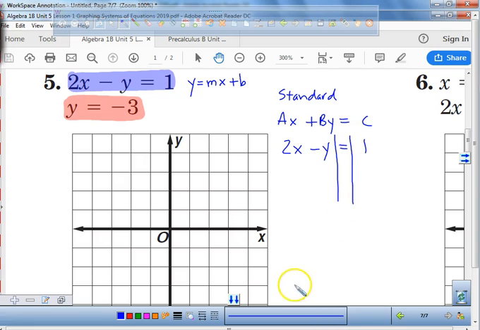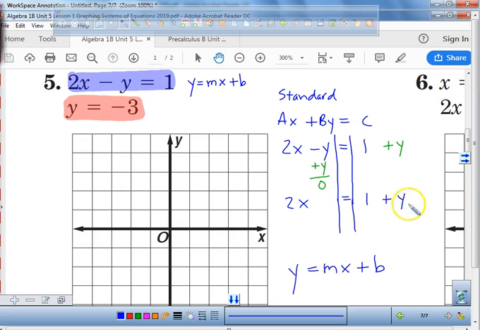Okay, so right now, what's our final form going to be? Y equals mx plus b. Okay, you can do that. Let's go ahead and do that. That'll work. Add y to this side. If I add y to this side, what do I have to do over here? I have to add a y to this side. Okay? So what does that leave me with? That leaves me with 2x. And what's that equal to? 1 plus y. So you can certainly do that.